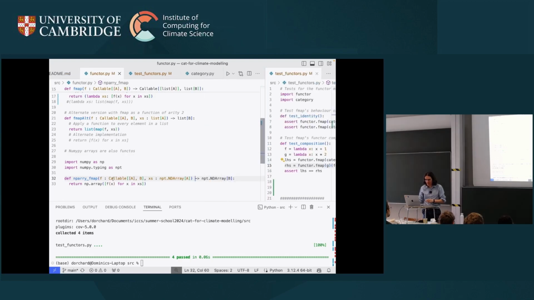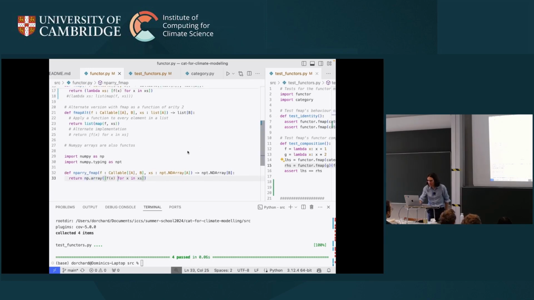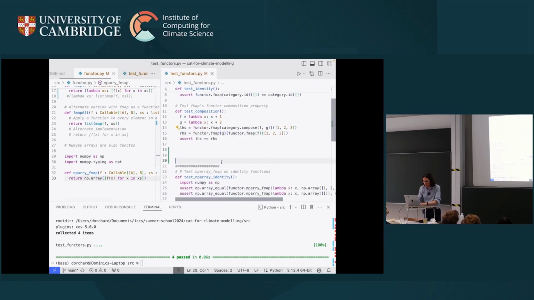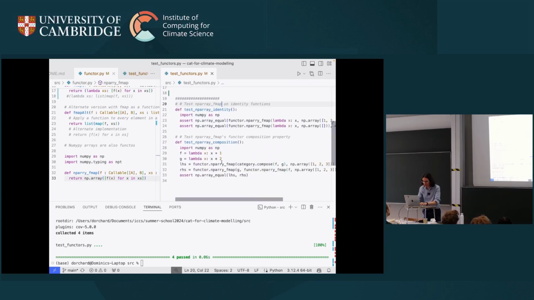So if it's a functor, I should be able to write this function. I should be able to take an a to b function and turn it into a function that maps from an nd array of a's to an nd array of b's. And yeah, I just did it with a loopy thing here in NumPy. And then I can check the functor properties again and make sure that it behaves in the right way. And that's what the rest of these tests do. They're basically the same kind of tests. It's those functor laws again.